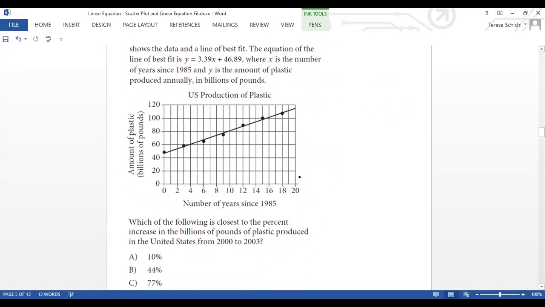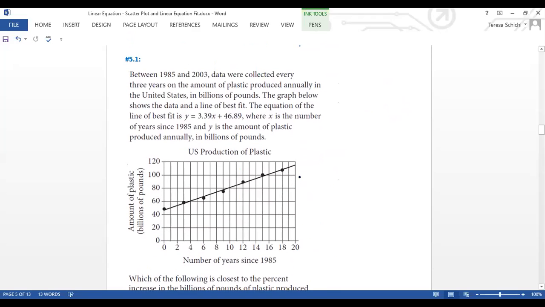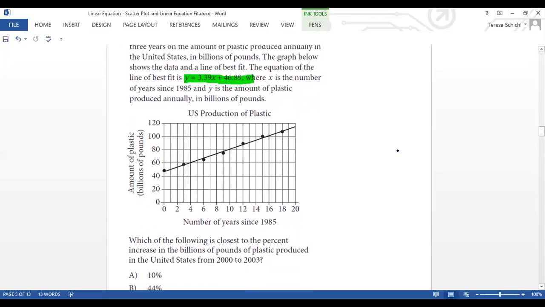Okay, so in 5.1s here, they said between 1985 and 2003, data was collected every 3 years on the amount of plastic produced annually in the United States in billion tons. The graph below shows the data with a line of best fit. The best fit line is y equal to 3.39x plus 46.89, where x is the number of years and y is the amount of plastic produced. Which of the following is the closest percent increase in the billion tons of plastic produced in the United States? Here we need to be careful.